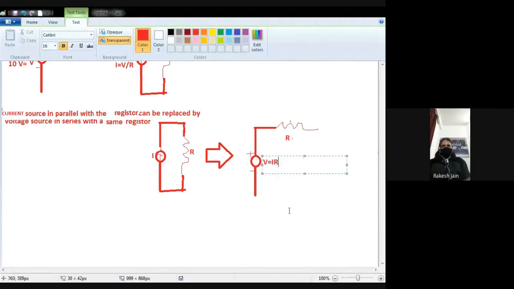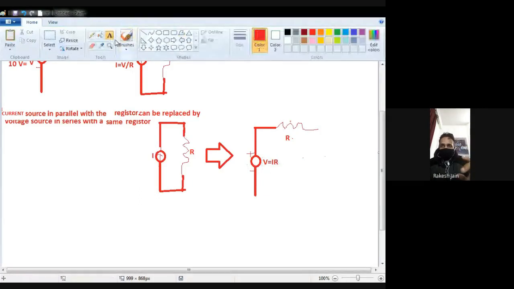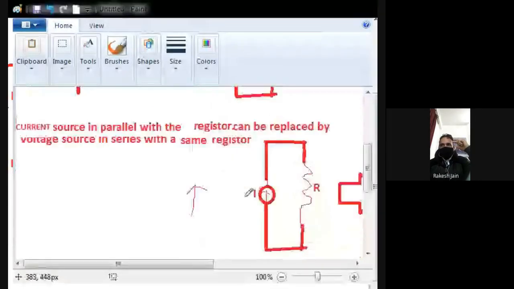Let's take an example. The polarity of the voltage source, plus and minus, depends on where the arrowhead is. Here in this current source I draw the current direction such that the arrowhead is at the upper side. That's why in the voltage source the upper polarity is positive and the lower polarity is negative. Is it clear?